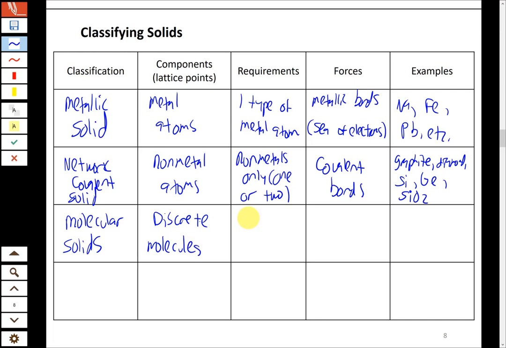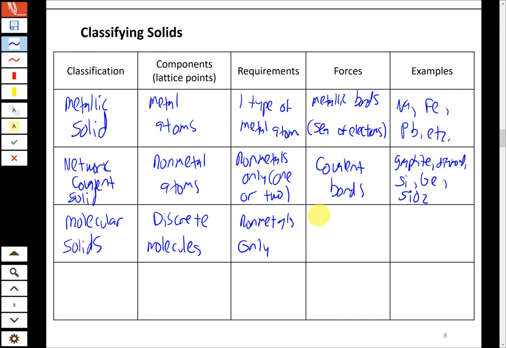And again, the requirements for these are that they are made up only of nonmetals, but in this case, they're going to be nonmetals either in their elemental form or in a compound form, molecules, not extended structures. So basically, most other nonmetal compounds or most other nonmetal elements, besides the few that I've listed here, would fall into this category if they're molecular.